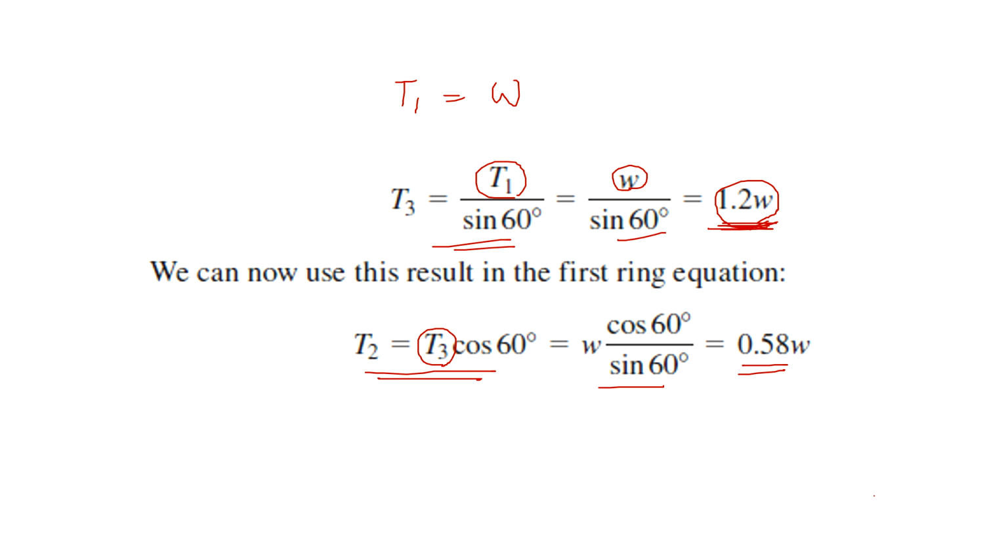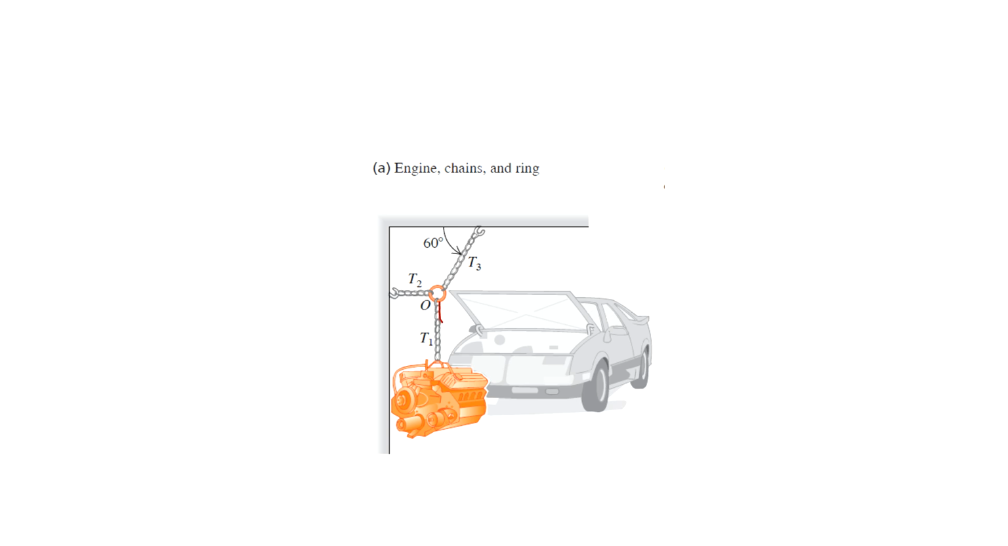When an engine is connected by three different chains, each of them having T1, T2 and T3 tensions as shown in this figure, then if the weight of the engine is W, we can find T1 to be W itself, T3 to be 1.2 times W and T2 to be 0.58 W. So which of these chains should be stronger, or which one is more prone to breakage if the weight is high? Can you guess which one will break first if the weight of this engine is above a certain limit?